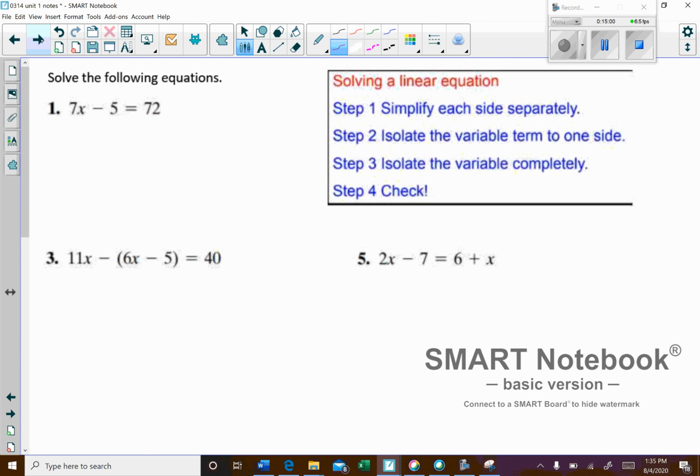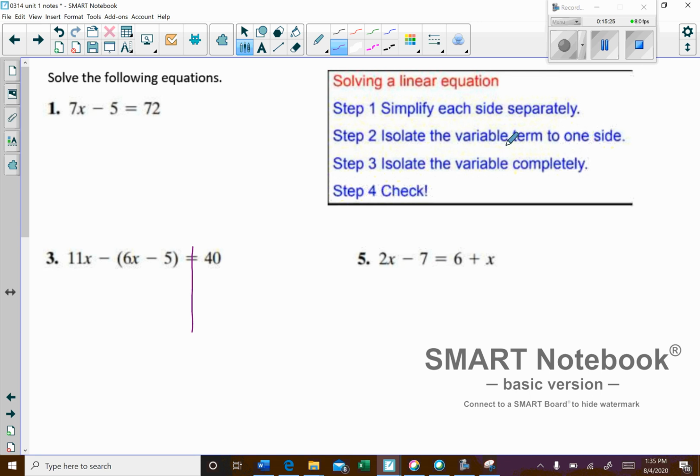Here we go. Solve the following equations. I have the steps over here for this. You want to simplify each side separately. If you look at problem 3, a lot of times I like to draw a line to differentiate the two sides. You can see that on the left side, you could clean things up a little bit. You could distribute and have some like terms that we're going to combine there.